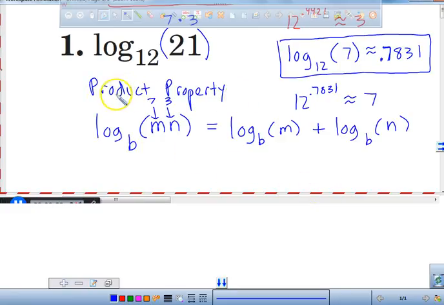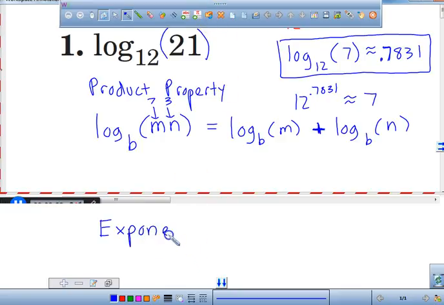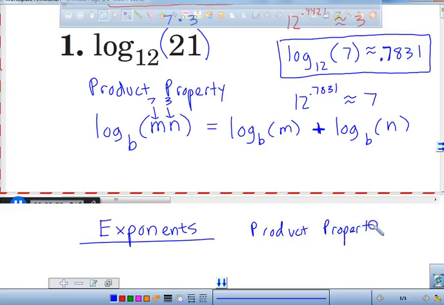You're like, wait a second. If it's called the product property, why are we adding things together? Shouldn't we be multiplying things together? Now let's go back to the exponential world. One of the laws of exponents was also called the product property. In the law of exponents, if you have a base raised to the power of m times the same base to the power of n, what were we allowed to do with the exponents? Add them together, right?